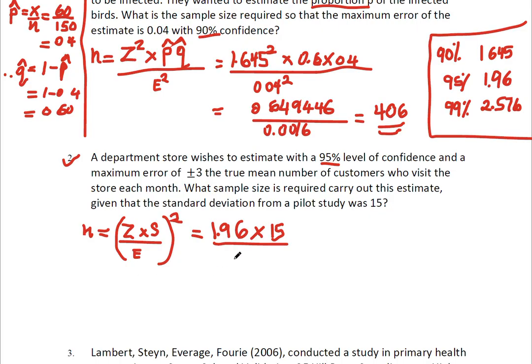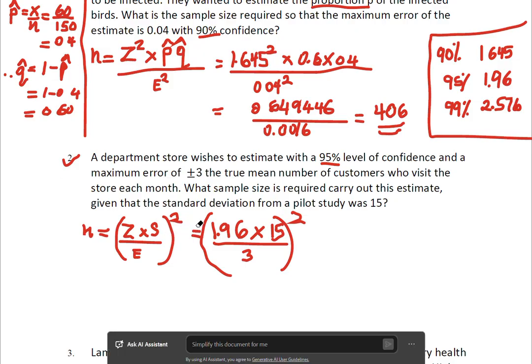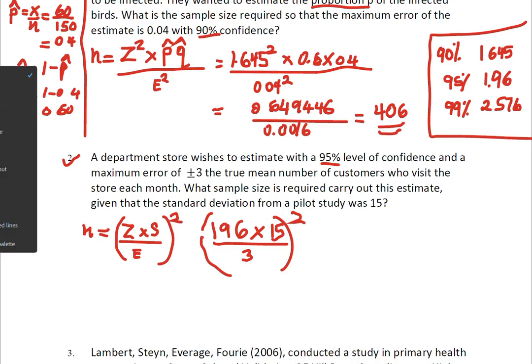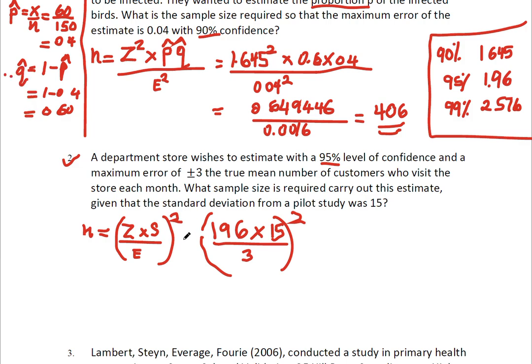So here we're dividing by the maximum tolerable error, which is 3. So we don't need to put plus or minus 3, because whether you square a negative or a positive, the answer is still going to be positive. So here I insert the value 3, and now we're going to simplify this very easily. We're going to work out what's inside the bracket here first.